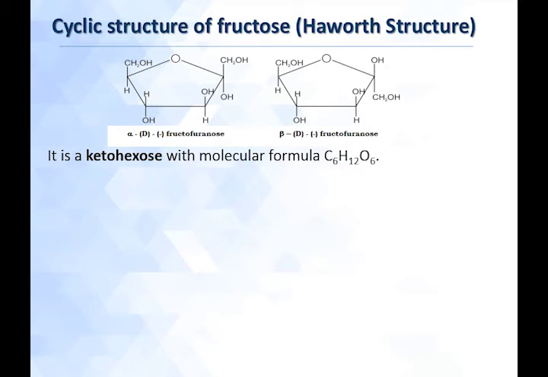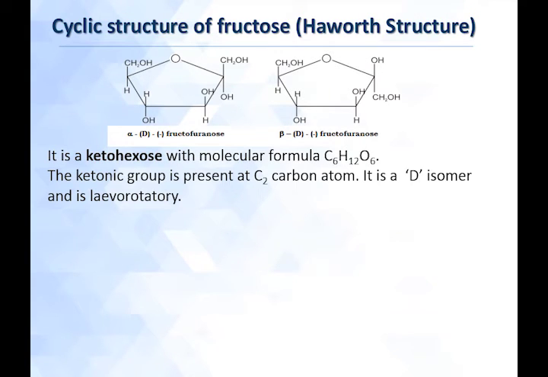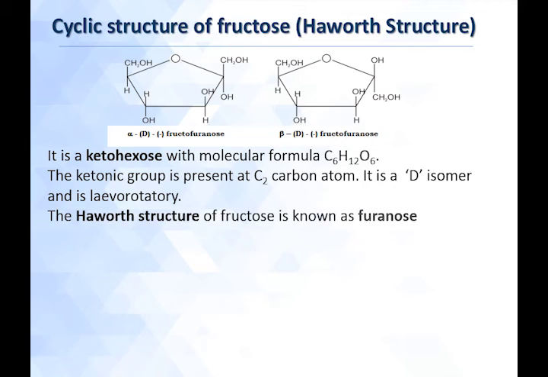Cyclic structure of fructose. It is a ketohexose with molecular formula C6H12O6. The ketonic group is present at carbon-2. It is a D-isomer and is levorotatory.